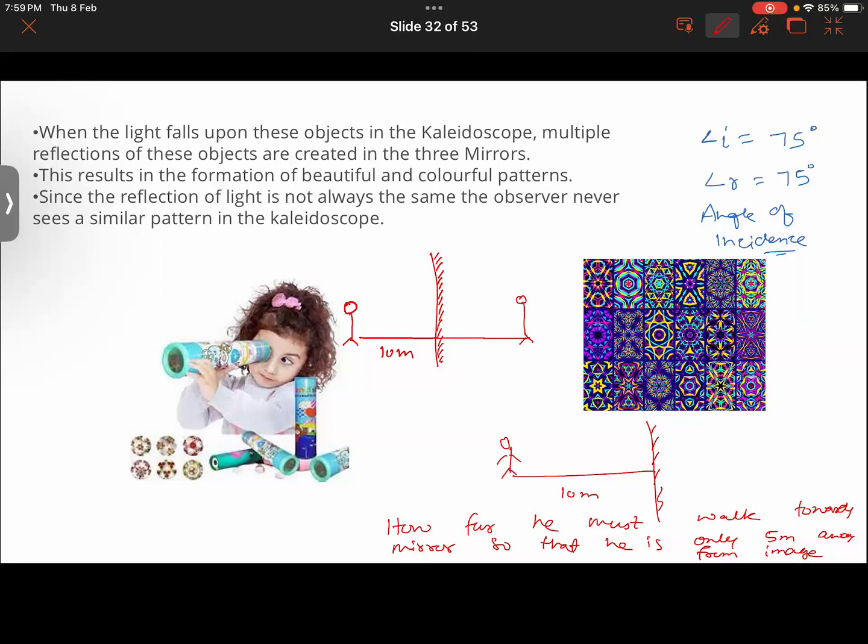Just let me write. This is the image. So how much must he walk towards the mirror, so that the distance between this person and his image is now only 5 meters? Getting it now? Ahmed, you also got the question, no?